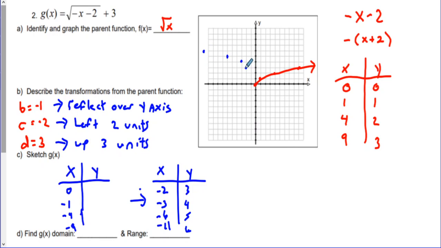So now my graph, if you notice, I'm not going to start down at 0, 0. This 0, 0 point is the one that kind of moved over here. So I'm going to start here and kind of head this way. And you notice, again, it's still that same shooting star, but it reflected and it moved over to the left and a little bit up.